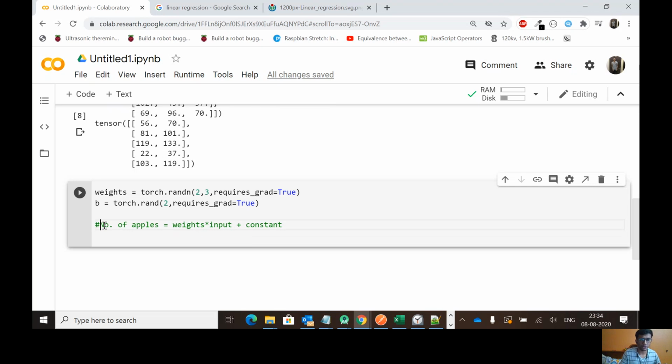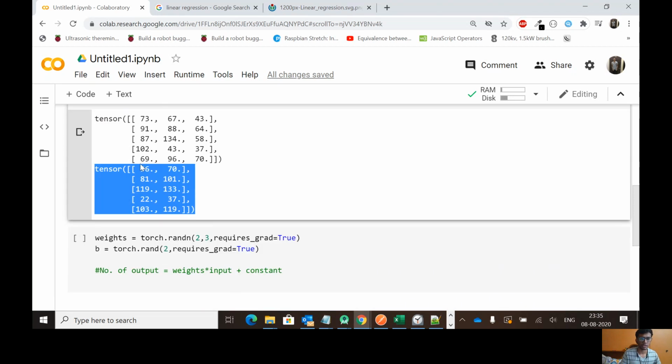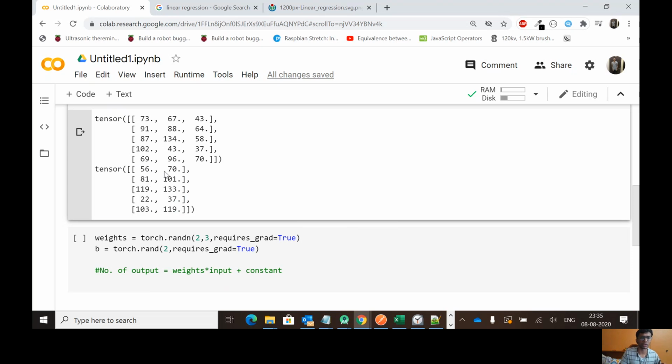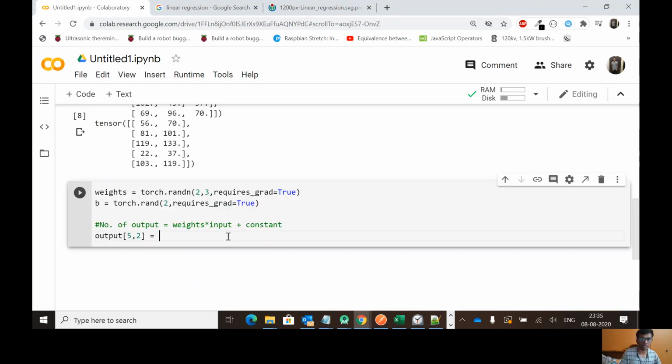So let's say our number of apples, or number of outputs, is this. There are 2 columns, and how many rows are there? We have 1, 2, 3, 4, and 5. So we have an output with 5 rows and 2 columns. And what are the weights? We have to find the weights. I'm not writing them yet, because we want to know how this 2, 3 came.